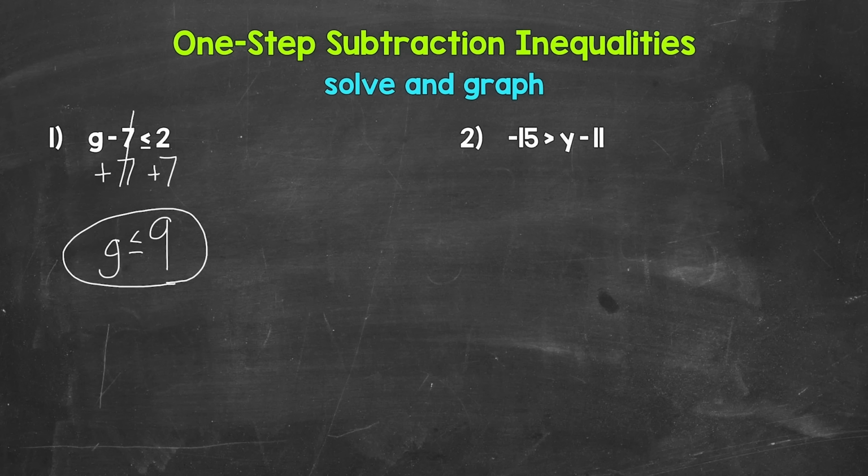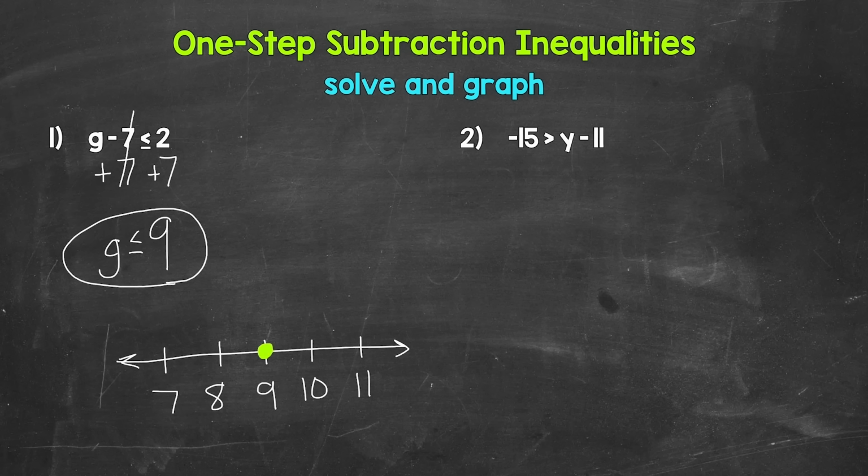Now we need to graph this inequality, all of the solutions. So we need to represent all of the values less than or equal to 9. So let's start with a number line here, and we'll put 9 right here in the middle, and then a couple of numbers on both sides. So we have 7, 8, 9, 10, 11. So here, G is less than or equal to 9. 9 is included, so we need a closed circle at 9.